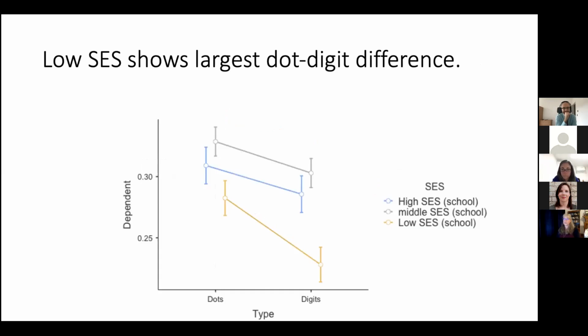And furthermore, I wanted to show these data about SES, although I'm going off the script a little bit here. You can see that the difference between dots and digits is much larger for the low SES group than it is for the other two. They don't differ from each other either in overall levels of performance or in the size of the difference between dots and digits. It's really the low SES children who are carrying this effect.